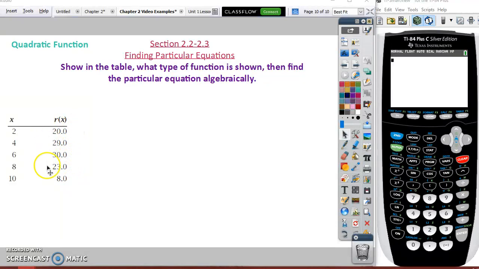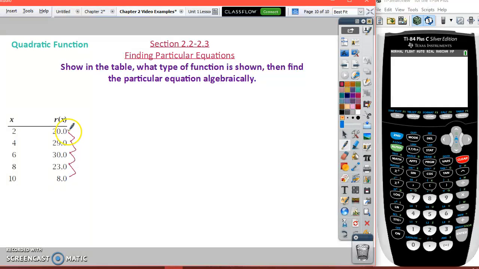And so there's not an add property that's happening with our y values. You can see going from 20 to 29 to 30, there also isn't anything that we're multiplying by. So anytime that you've looked and exhausted both of those, you could try looking at the differences. And so to go from 20 to 29, we are adding 9. 29 to 30, we are adding 1. 30 to 23, we are subtracting 7. And 23 to 8, we are subtracting 15.